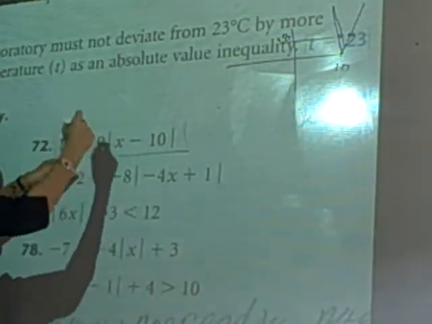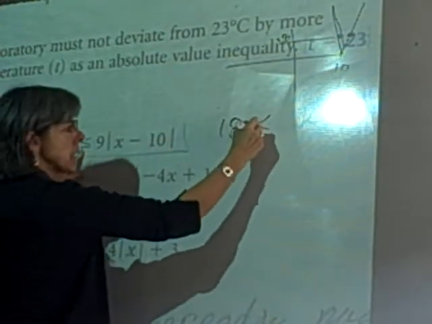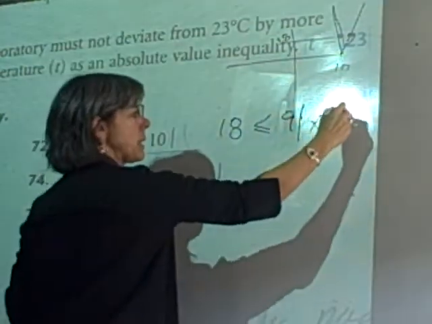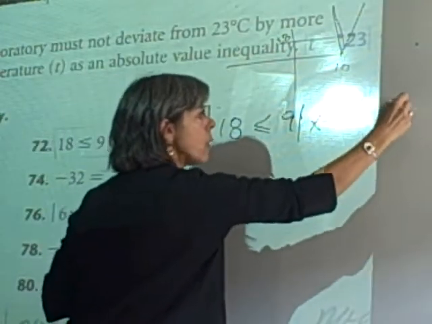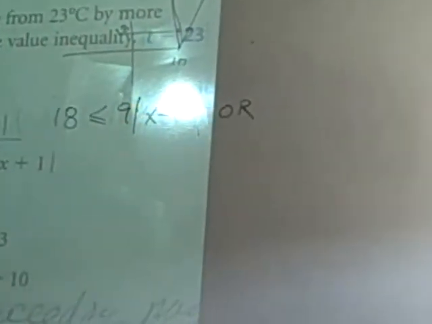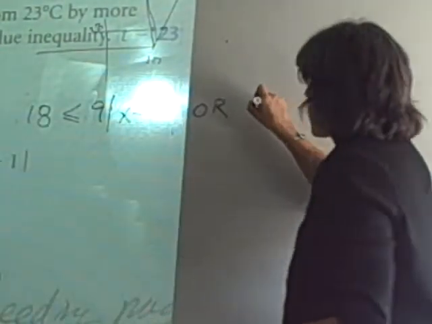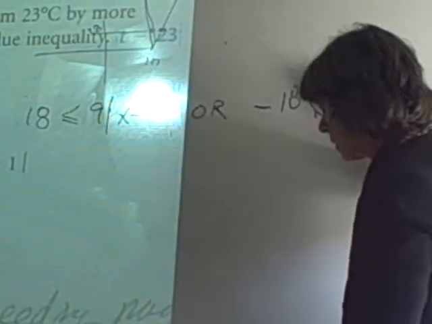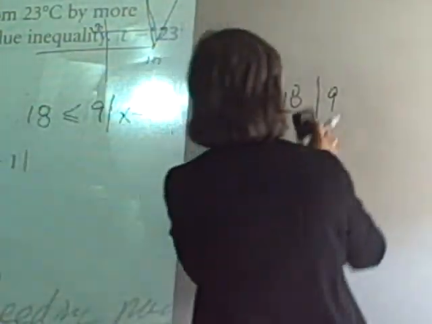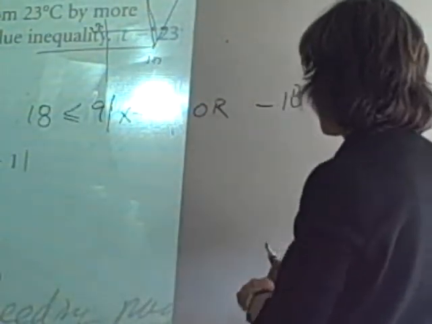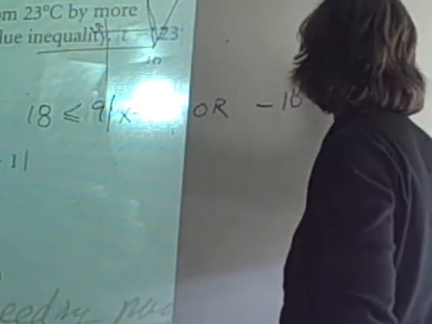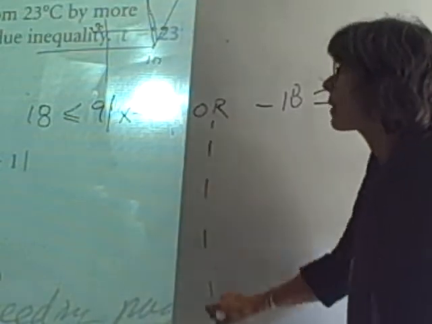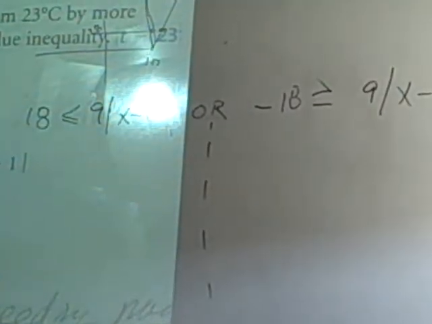I know that I'm going to solve this as 18 is less than or equal to 9x minus 10, or what? Negative 18. Okay, or I'm going to have a negative 18, sorry, I keep moving, sorry. Or a negative 18 is greater than or equal to 9x minus 10. Okay, and I'm solving it as a two-step problem.